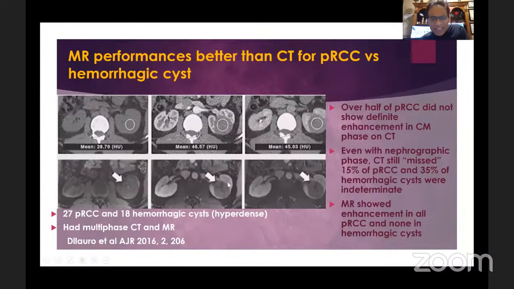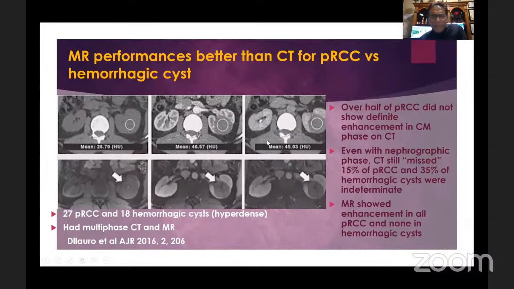You can clearly see that there's some enhancement, which on subtraction images, we can clearly see that this is a solid enhancing lesion, which was papillary renal cell carcinoma. So over half of the papillary renal cell carcinoma did not show definitive enhancement on corticomedullary phase with CT. On nephrographic phase, it did show some enhancement. So nephrographic phase is probably the best phase, but MR did not have any problems detecting these lesions at all.